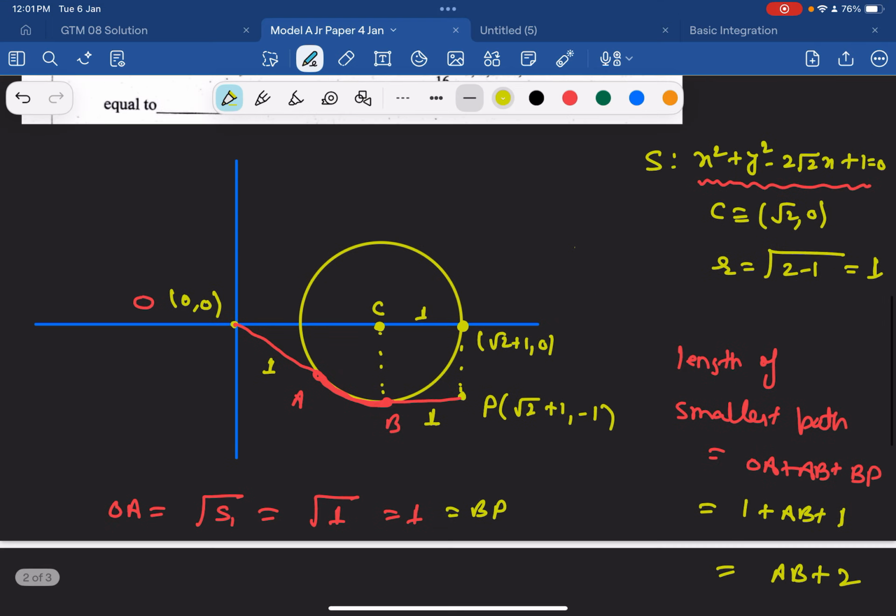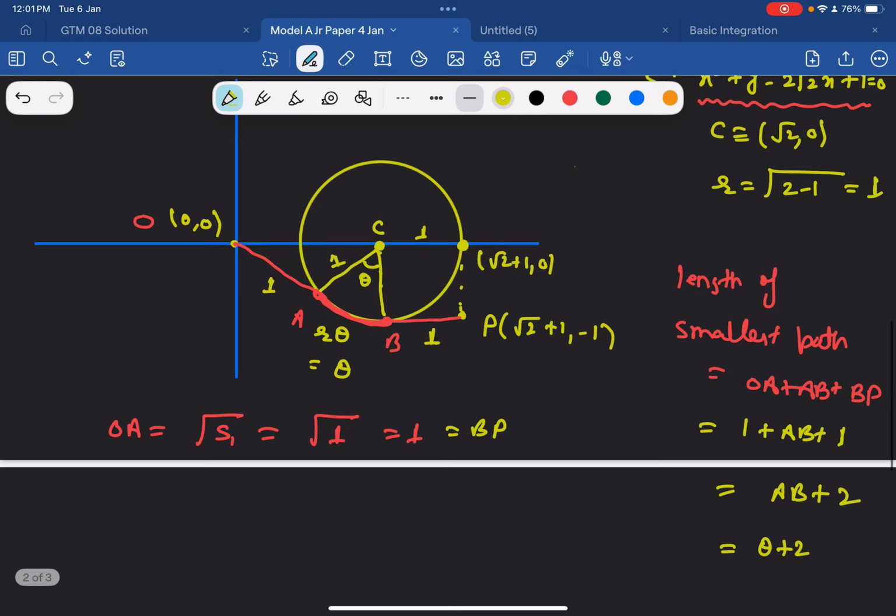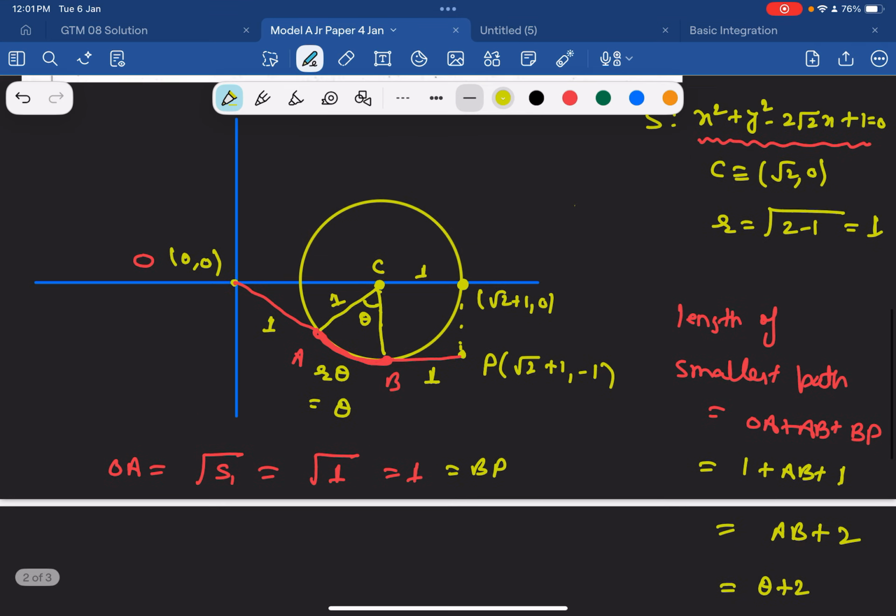And what is AB? AB is nothing but R theta. If this is the theta, AB will be R theta, and R they have given as 1. So this is theta itself. So I can say that theta plus 2 will be the final answer. The question is what is the value of theta we are going to get now.